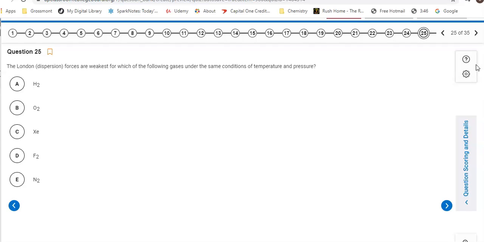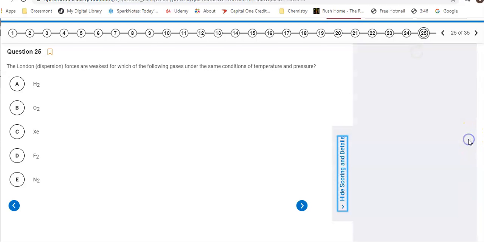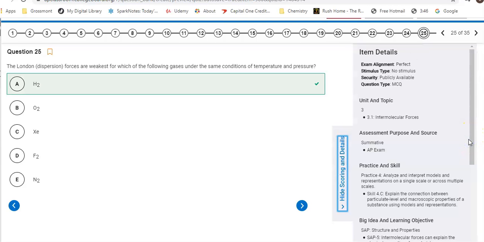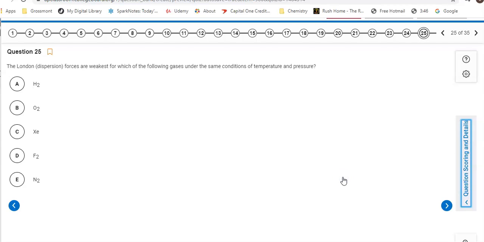All right, London dispersion forces are weakest in which of the following gases? H2, O2, and so on. They're going to be weakest in the one that has the least electrons, and that's going to be H2. There it is, okay? Again, just count electrons. The one with the most electrons has the highest London dispersion forces. That only applies to London dispersion, not to hydrogen bonds or dipole-dipole. Okay, keep moving.